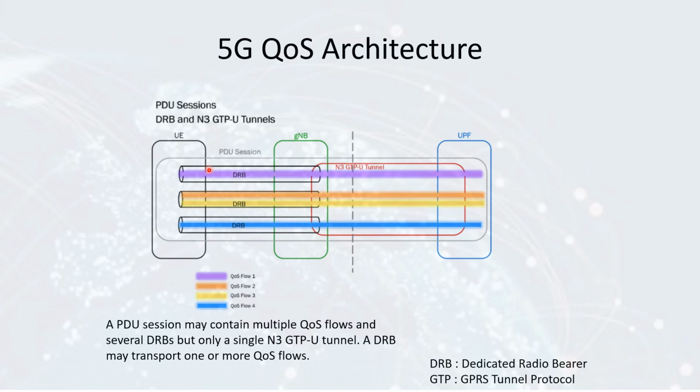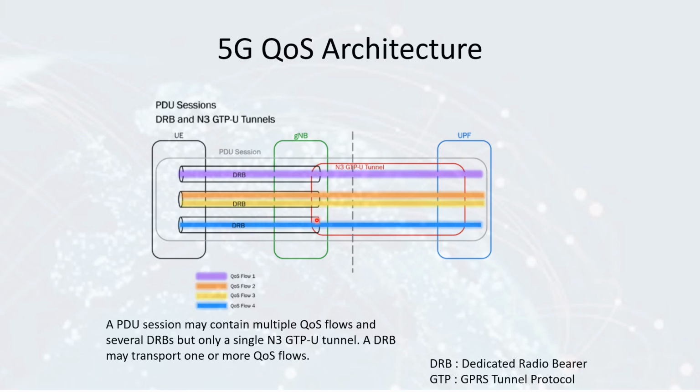So within the PDU session there can be many data radio bearers, and within the data radio bearers there could be one or more than one QoS flow. This is between the UE and gNodeB. But from the gNodeB to UPF there is a single tunnel that is called the N3 GTP-U tunnel. GTP is GPRS tunnel protocol, and DRB is dedicated radio bearer, or sometimes we call it data radio bearer on the radio side.